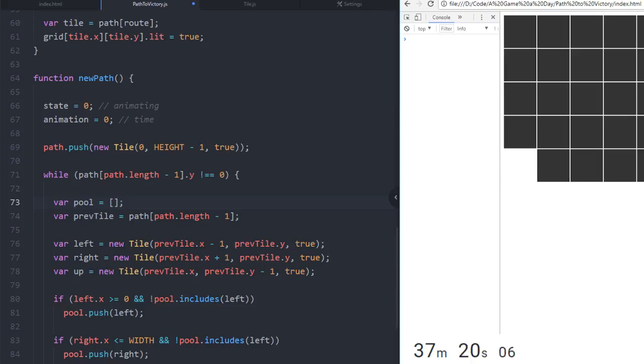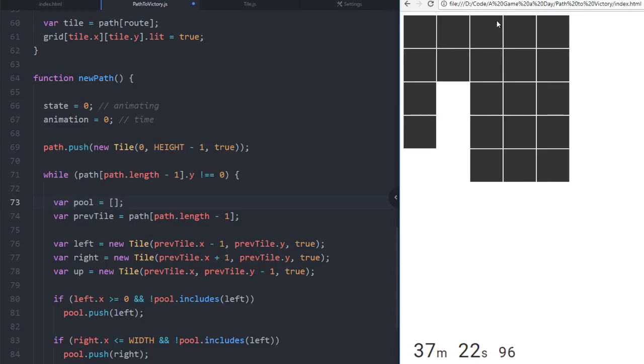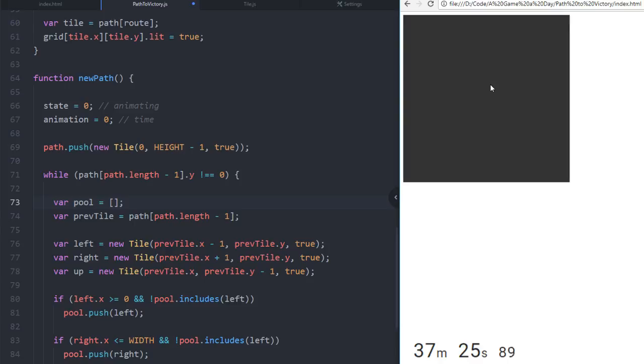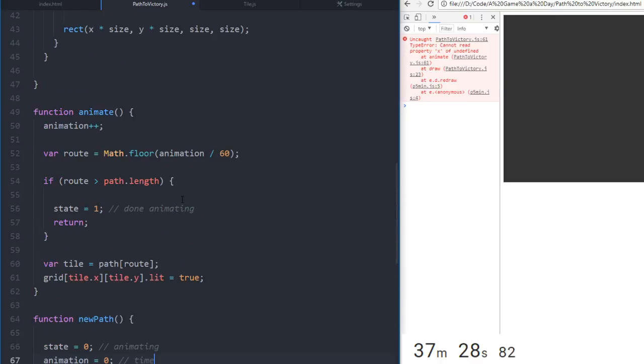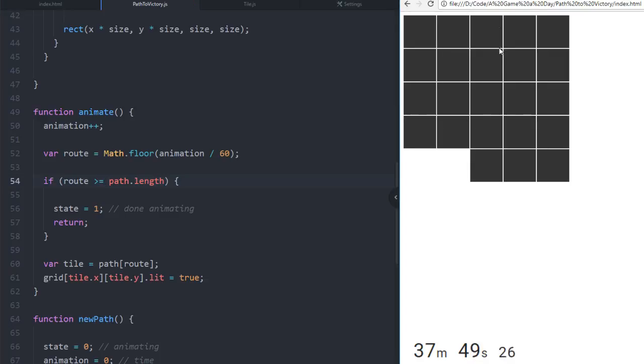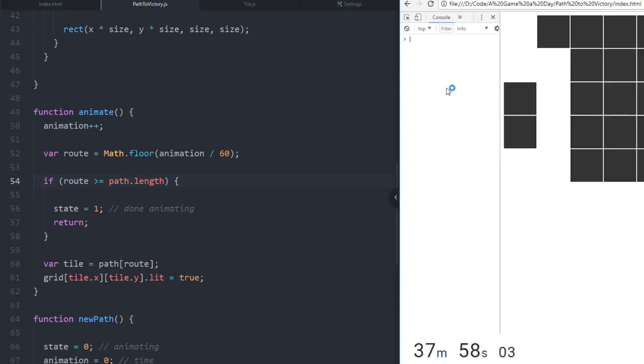So we have this. X of undefined within animate. So now we have a problem within animate. Okay, let's check. Animate. If path done animating, state is 1. Route must be greater than path.length. What if we do greater than or equal to? And then it just doesn't show it anymore. Oh. There we go. Okay. So.